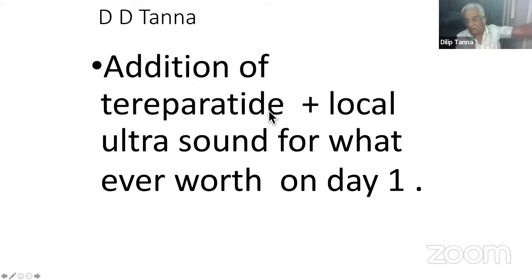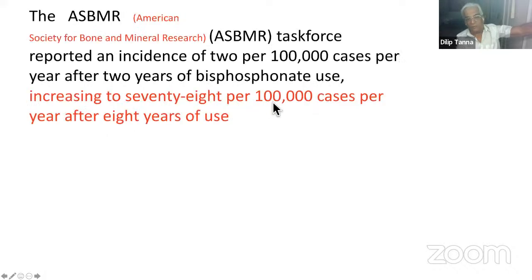The American Society for Bone and Mineral Research (ASBMR) task force reported an incidence of 2 per 1 lakh cases per year after 2 years of bisphosphonate use, increasing to 78 per 1 lakh cases per year after 8 years of use. So 2 years is considered to be the safest, because then the incidence is very, very low. If you increase it further, nowadays it has been almost established that we give it only for 2 years to maximum 3 years. Earlier we didn't know that, so the patients continued for a long time.